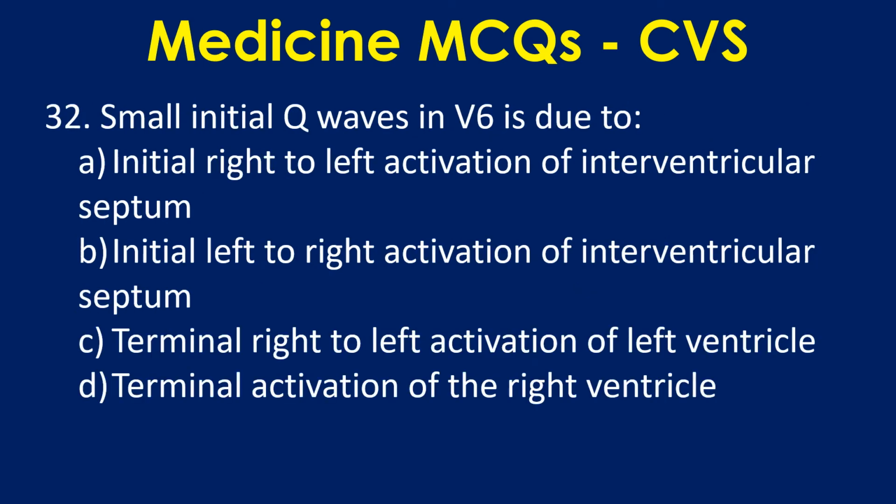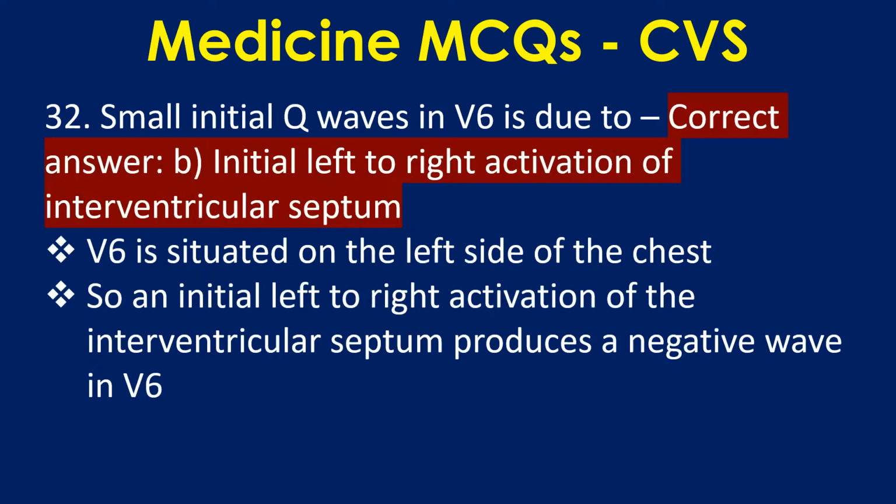Small initial Q waves in V6 is due to: A. Initial right to left activation of interventricular septum. B. Initial left to right activation of interventricular septum. C. Terminal right to left activation of left ventricle. D. Terminal activation of the right ventricle. Correct answer B. Initial left to right activation of interventricular septum.